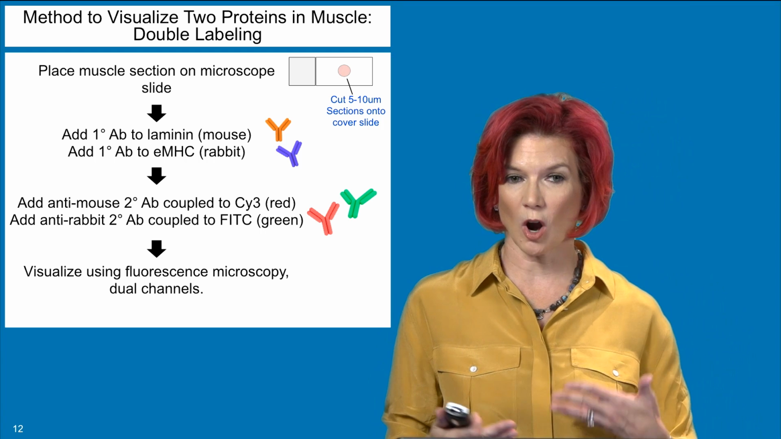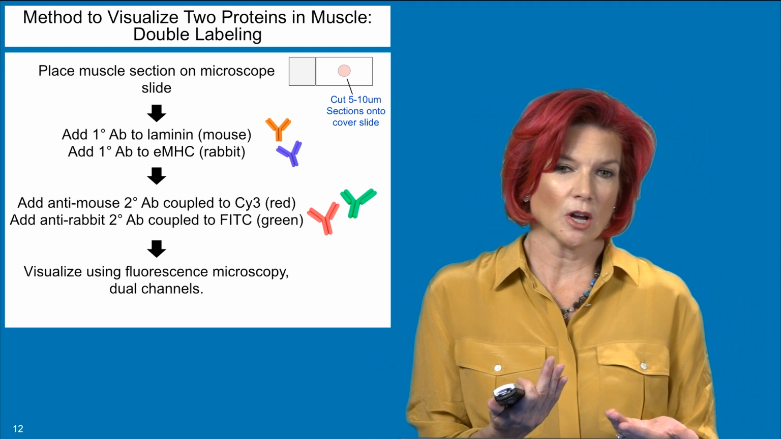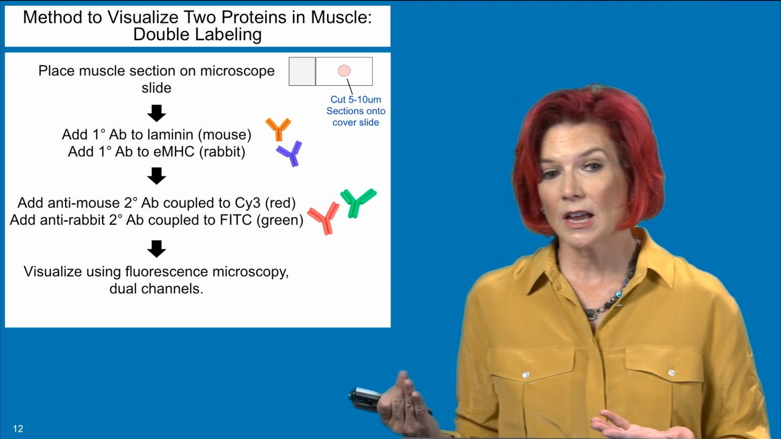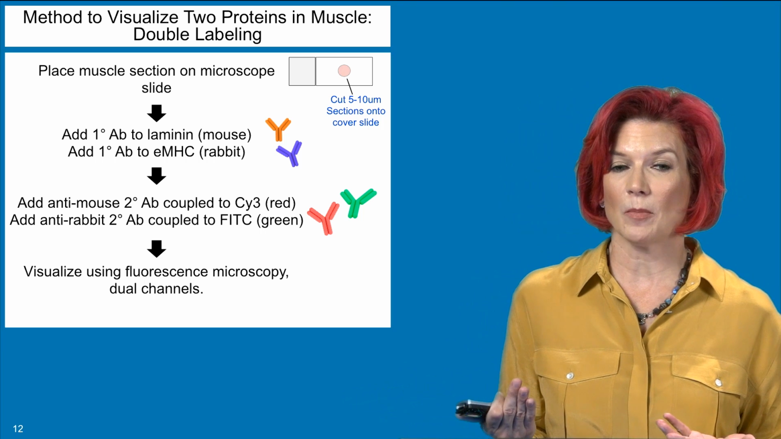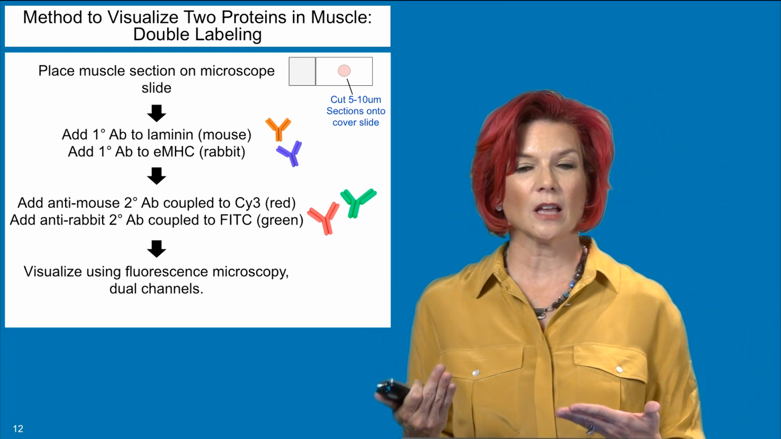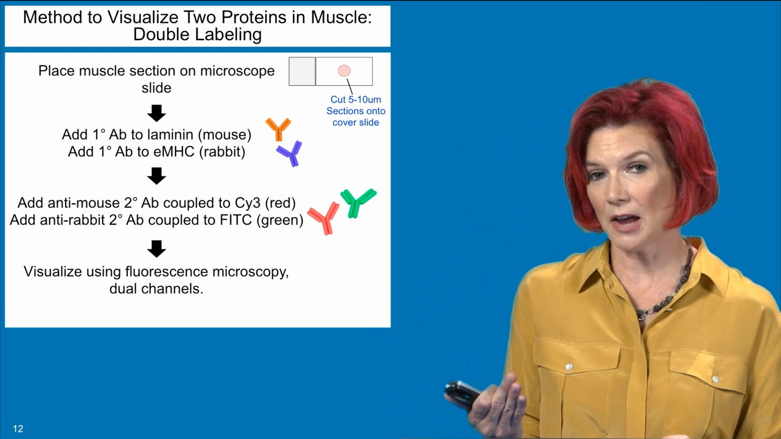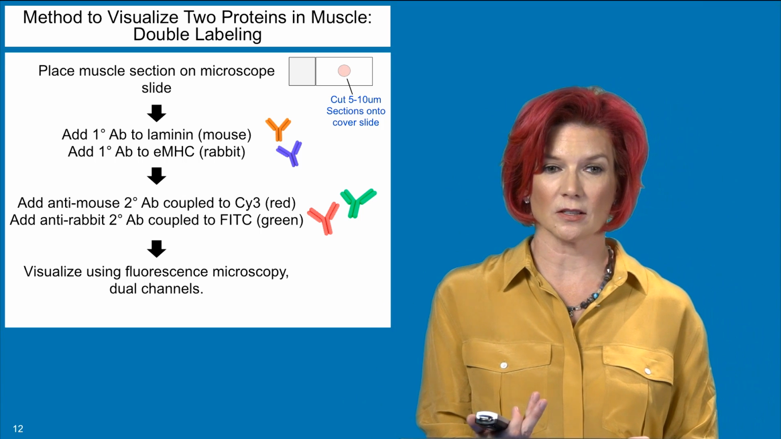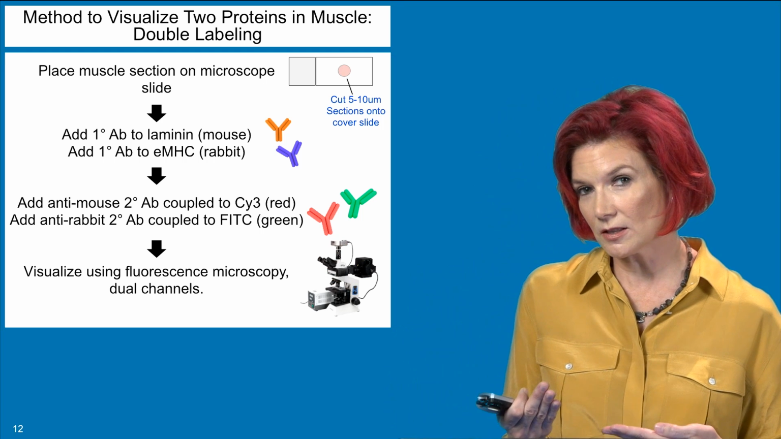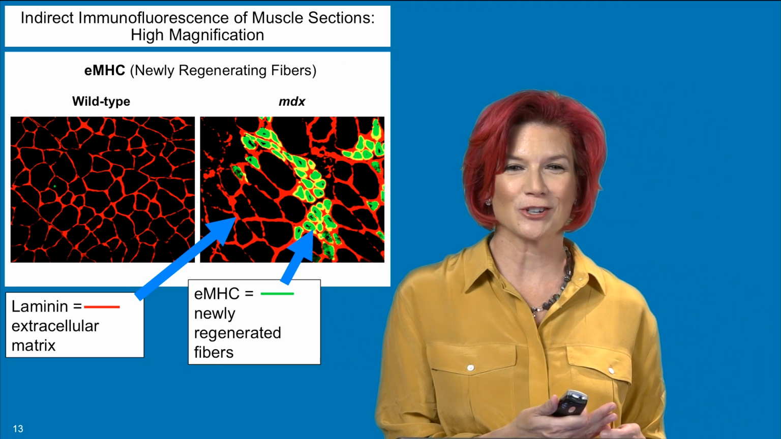The sections are then washed and incubated with anti-mouse secondary. In this example, the secondary is conjugated to Cy3, which fluoresces red, and the anti-rabbit secondary antibodies are coupled to FITC, which fluoresces green. This allows us to distinguish the laminin from the embryonic myosin heavy chain in the skeletal muscle cryosection. Then the sections are visualized under fluorescence microscopy using two separate channels. An example is shown here.